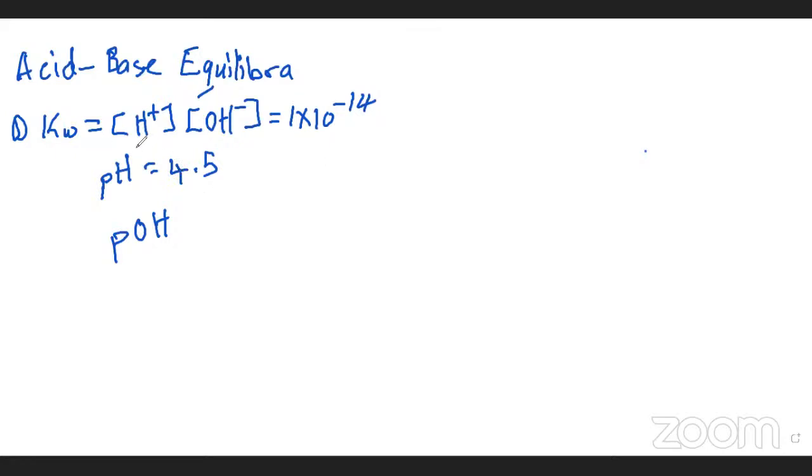All right, so the first formula I'm introducing is the Kw, which is the ionization constant of water. If they ask you to write it, it is Kw equal [H+] in square brackets, because it's concentration, times [OH-]. You need to remember that it has a value of 1 × 10⁻¹⁴. All right, so next formula now.